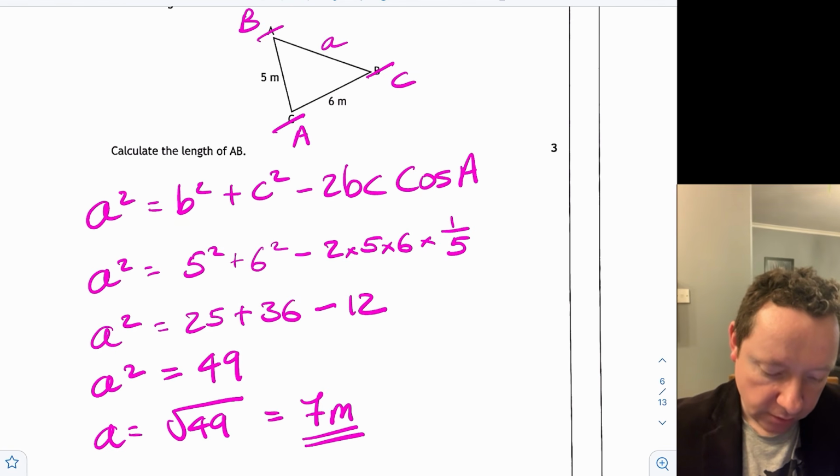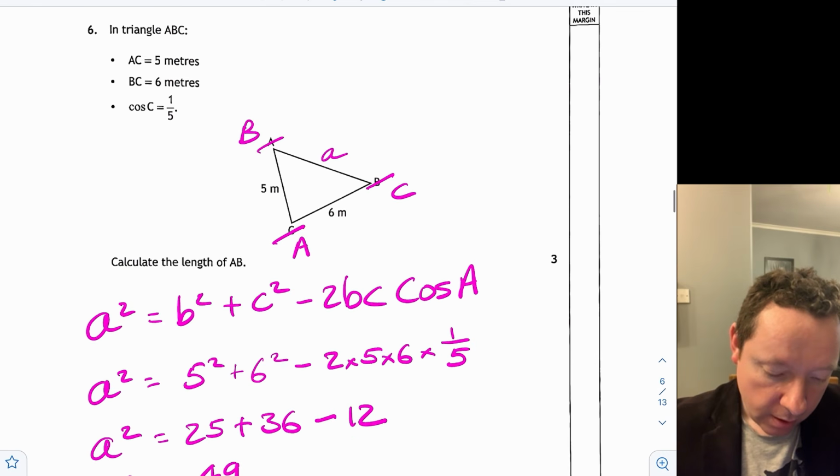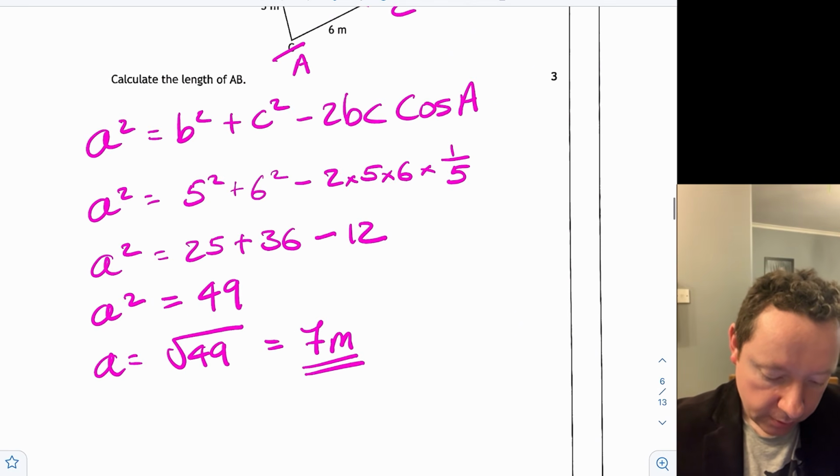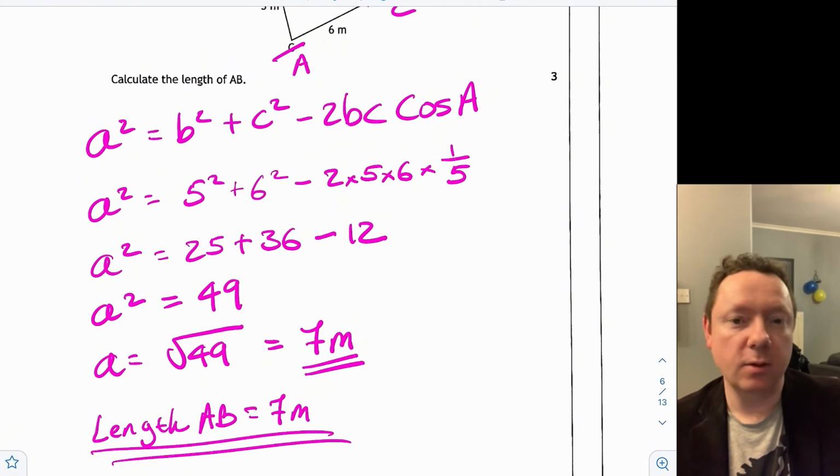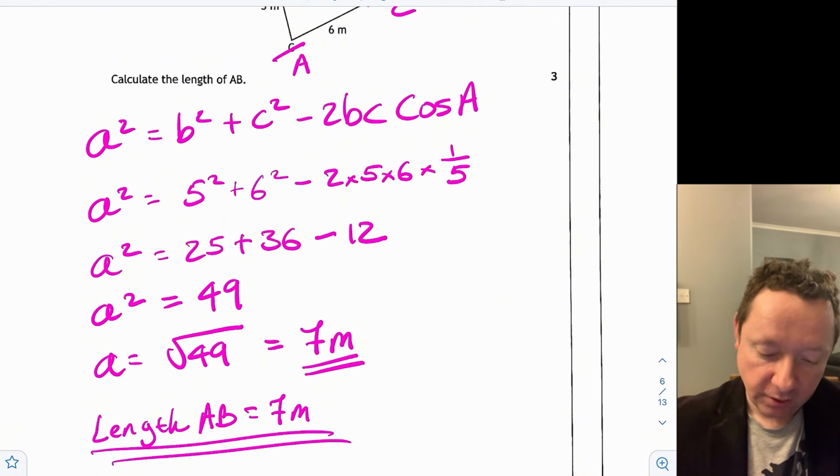And then just to answer the question then, it says calculate the length of AB. Length of AB equals 7 meters. And that's just to be on the safe side because I've relabeled the sides, but you'll probably find if you didn't do that.